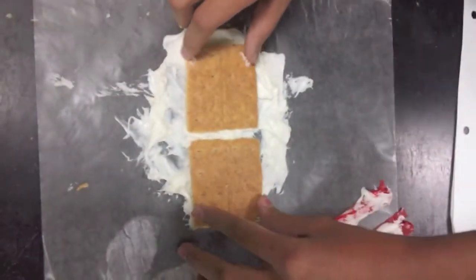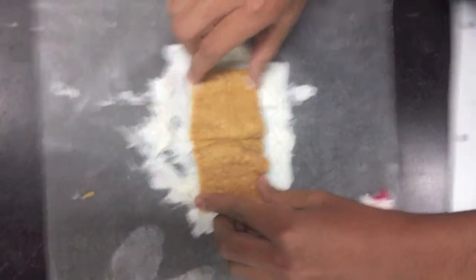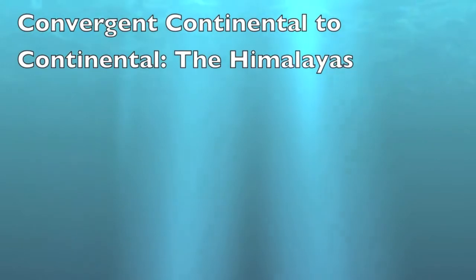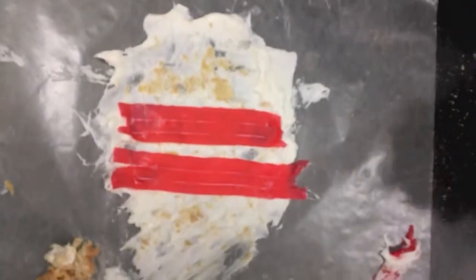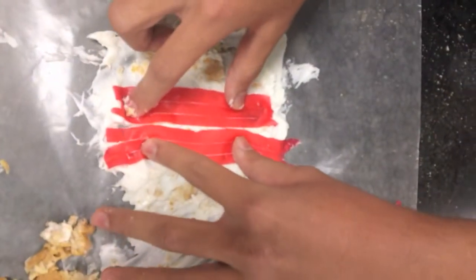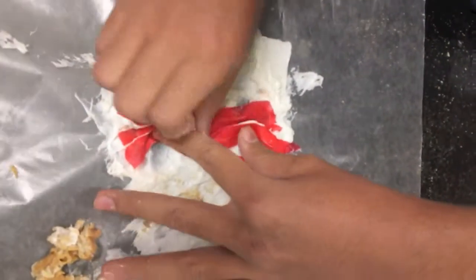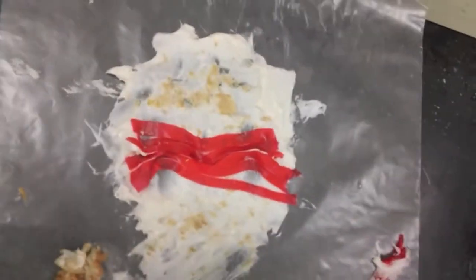Convergent continental to continental collision. Mountains may form. Convergent oceanic to oceanic collision. Two plates move toward each other. Subduction occurs.